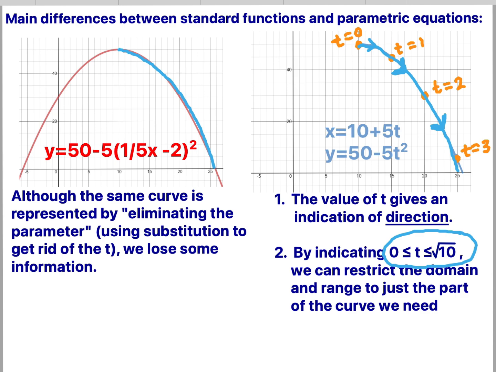Now the parameter t doesn't always have to be time. It could be an angle, it could be a lot of different things. So the parameter can just be like a third variable that affects 2 other variables.